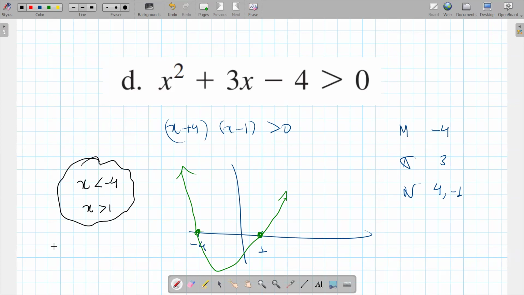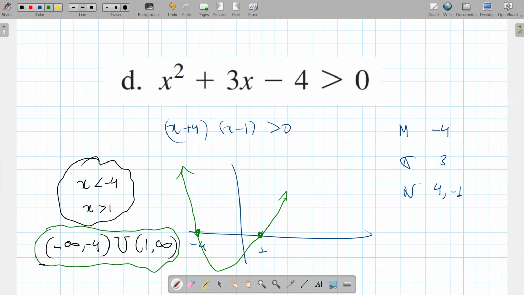Interval notation for this is going to be annoying. It's this: -∞ to -4. So any number from -∞ to -4, which is talking about this side, is going to be above the x-axis. Union, when you have multiple ranges, we use union, and then 1 to +∞. There we go. Both of these solutions mean the same thing. The bottom one is the interval notation. The top one is the set notation.